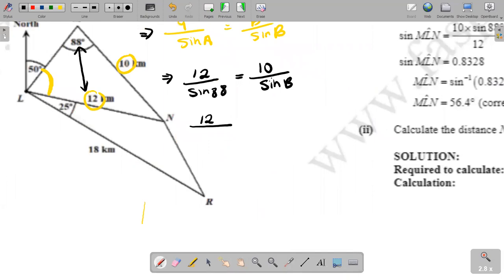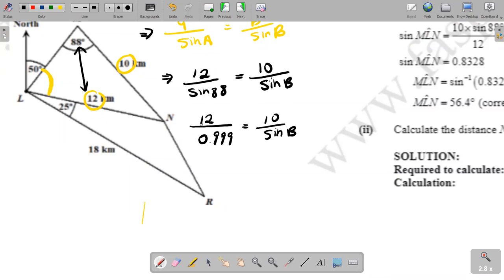Everybody get your calculators. Let's go. All I ask y'all to do is do the calculations and send what you get so we can all make sure we get the answer. Sine 88 is 0.999. Use 3 decimal places. Equal to 10 over sine B. We don't have a sine B, so we have to leave it like that.